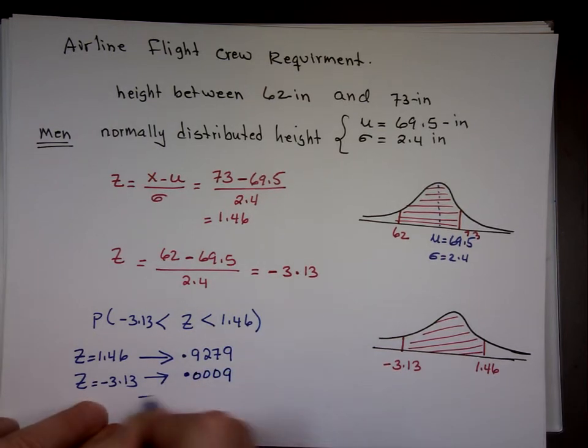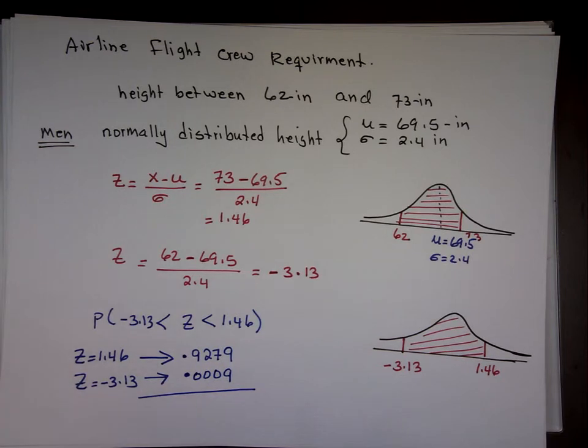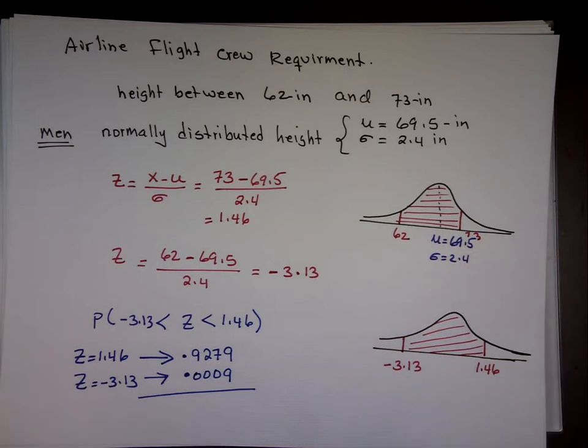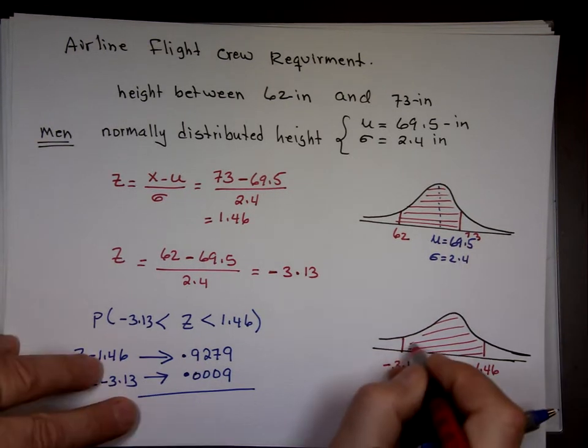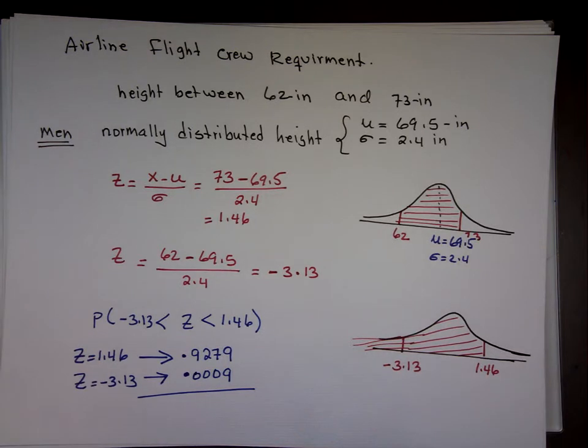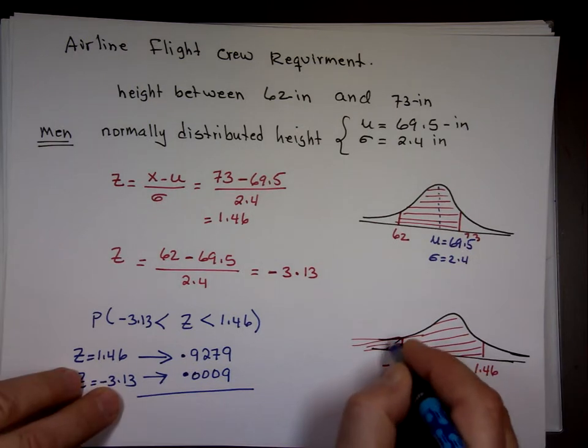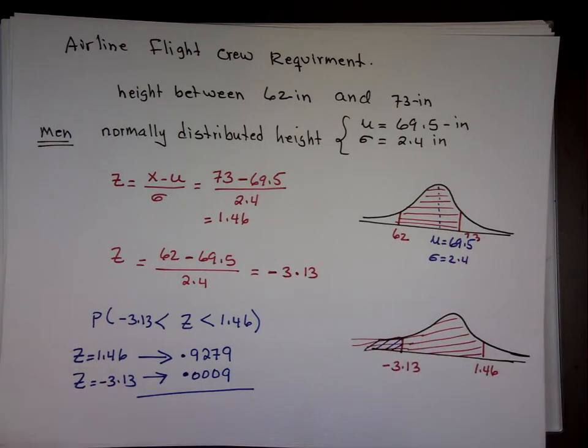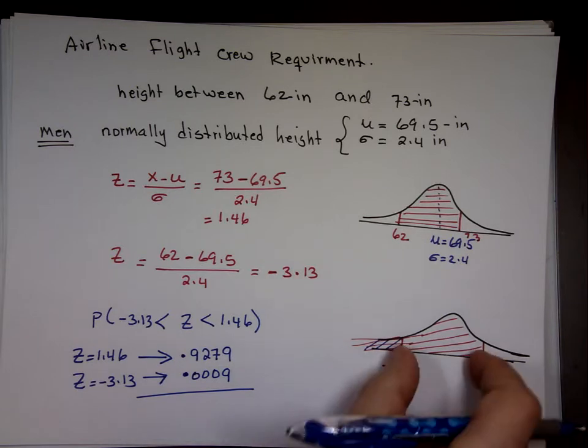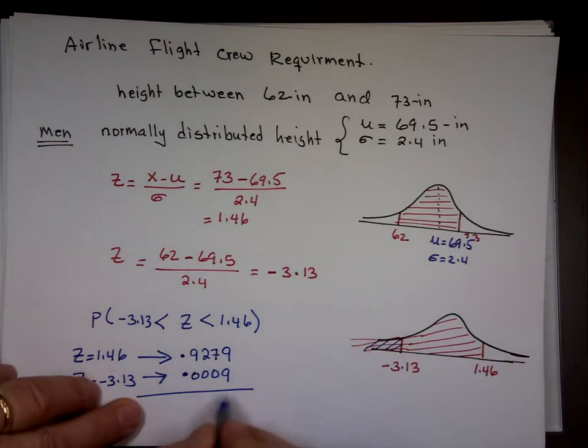Why do we subtract them? Because if you look at the first number I gave you, the first number is really to the left of 1.46. That's all the way down, like this. I don't want to go all the way there. The second number I just gave you is this area. So if you take the first one, the red one, take away from it the blue one, you end up with that area.